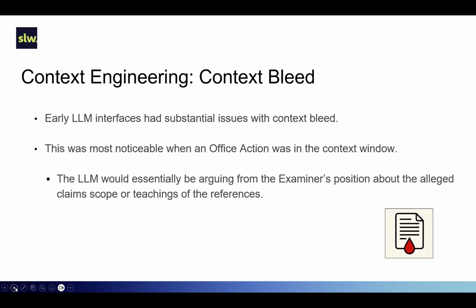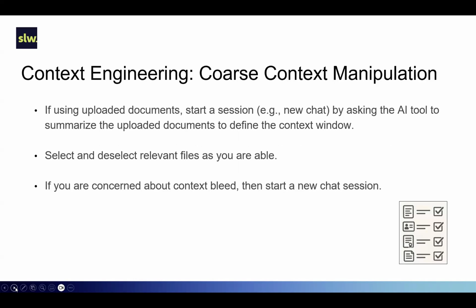Next slide, please. So one of the solutions is addressing this through coarse context manipulation. This is where we're able to modify what's within your context window. A great way to do this is to start by asking the LLM to summarize the documents. And then that helps to define the context window and tells you a little bit about what it thinks it can see. Maybe it provides names for the documents so you can reference them and maybe exclude them later.